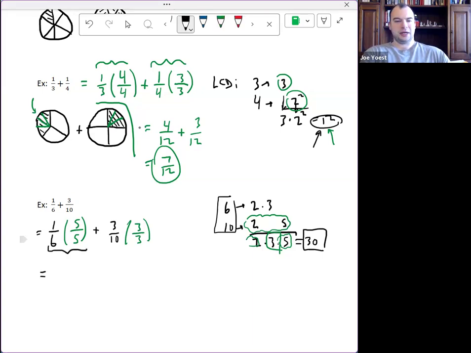Now I take this first product, I multiply across, I get 5/30. So just writing 1/6 as 5/30, it's the same value, it's the same amount of pizza, but instead of thinking of one slice from a pizza that's sliced into 6 pieces, I'm thinking of 5 slices from a pizza that's sliced into 30 pieces. Then similarly with the second product, we get 9/30.